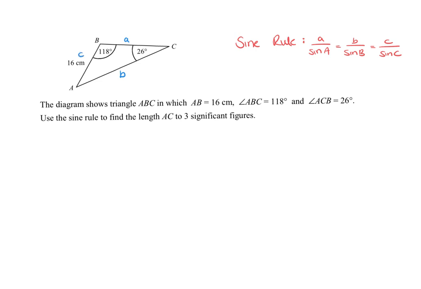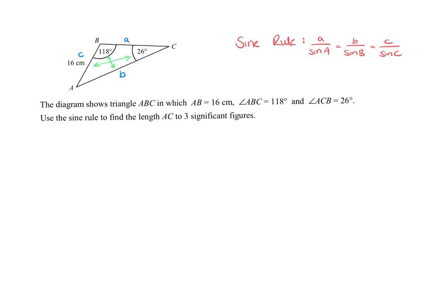Now, when we're working with the sine rule, we're working with pairs of opposites. So you can see that we've got the length 16 and the angle 26. They are opposite each other. And we've got the angle 118 and we want the length AC. And again, they are opposite each other.